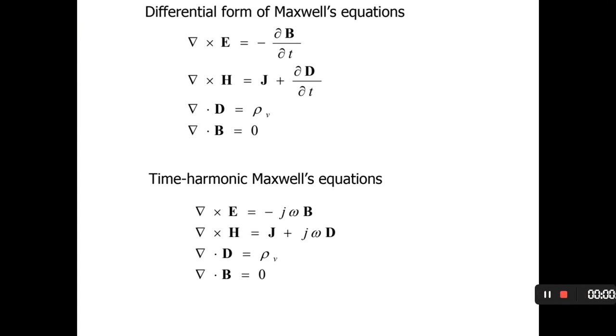So this is the differential form of the Maxwell equations in time domain. Del cross E is equal to minus dou B by dou t. Del cross H is equal to J plus dou D by dou t. Divergence of D is equal to rho v. Divergence of B is equal to 0.